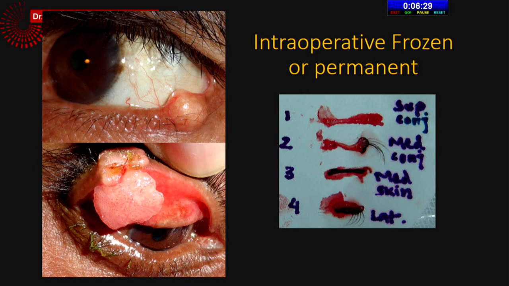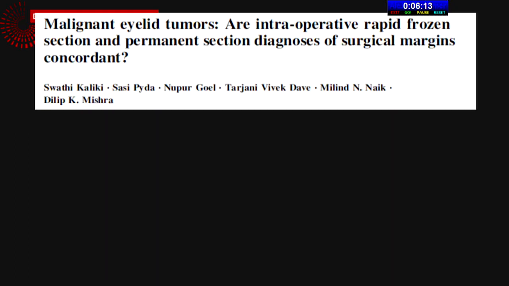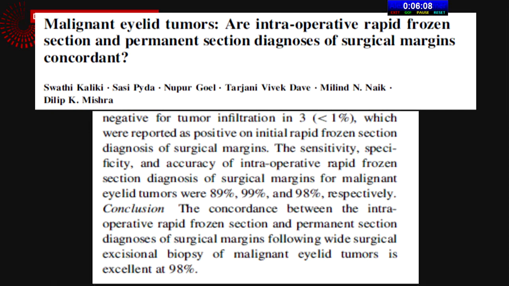Now, this has been an issue where the protocol is again not standardized. Where there is a facility available, frozen section margin clearance is followed intraop; where it is not available, or sometimes there has been no report comparing the two, the concordance of the frozen and the permanent section has been a matter of debate. We have a couple of publications now which have come up recently trying to answer these questions, and they have found that the sensitivity, specificity, and accuracy of intraoperative frozen as compared to the permanent section seems to be quite good. And this study includes all the tumors.